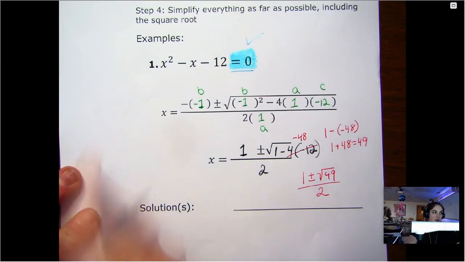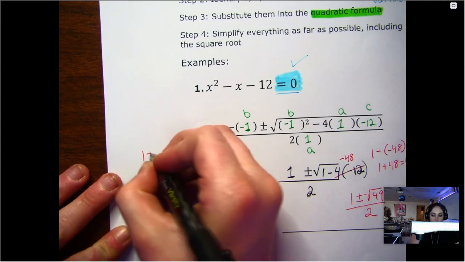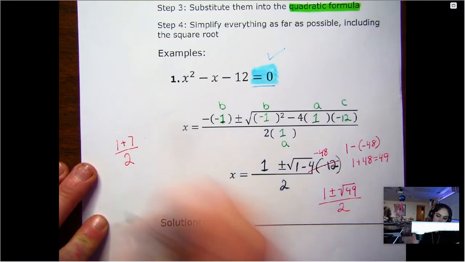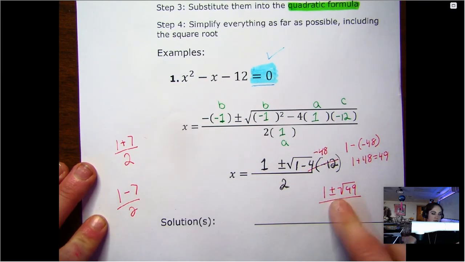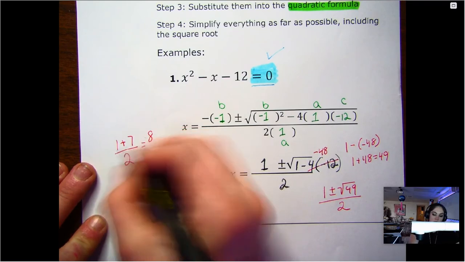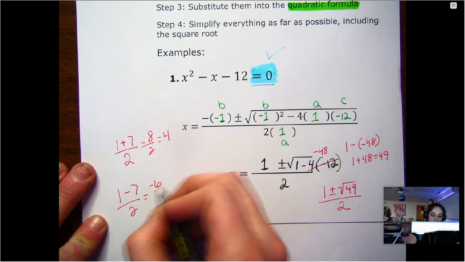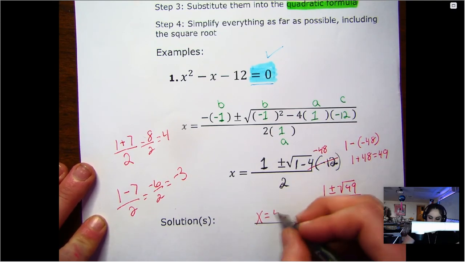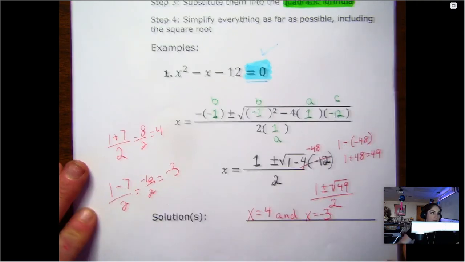So I'm going to come over here and write my stuff. I've got a plus and a minus. So I'm going to write 1 plus 7 over 2, because that is my first square root of 7. Then I'm going to put 1 minus 7 over 2. So I've got plus and minus. That's what this means. So 1 plus 7 is 8 over 2, which equals 4. 1 minus 7 gives me negative 6 over 2, which equals negative 3. So my solutions for this problem are x equals 4 and x equals negative 3.